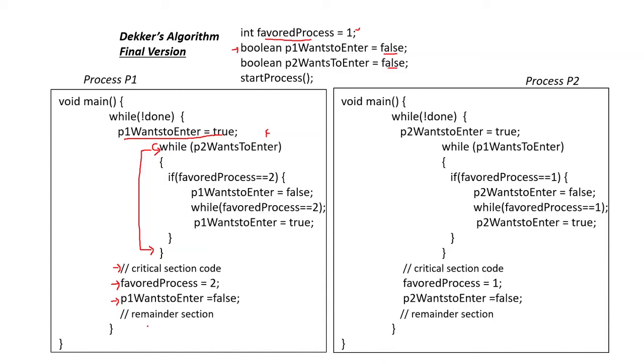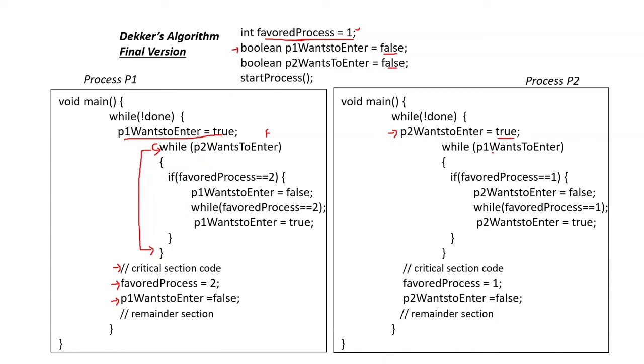Now let us start with this process P2. In this case, the favored process has been set to 1, and P2 likes to enter into the system with these initial values of P1 wants to enter to be false, P2 wants to enter to be false. Now P2 starts. First it will change the value of P2 wants to enter to true.